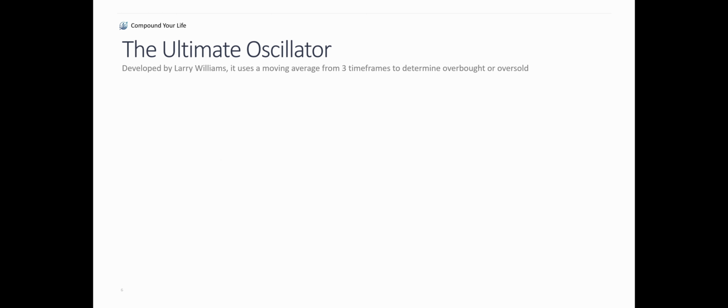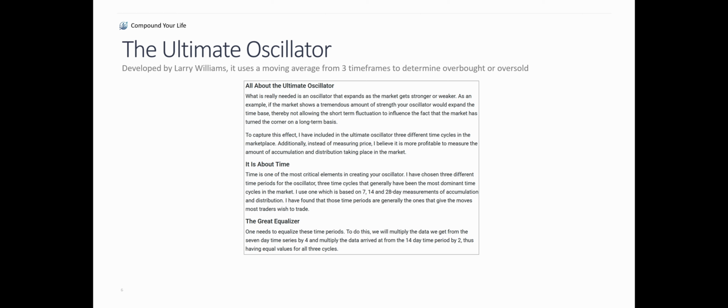So what is the Ultimate Oscillator exactly? Well, it was developed by Larry Williams, who is one of the most famous traders of all time. He won the World Cup Futures Trading Championship with a return of over 1,000 percent, which has not been matched since the inception of that tournament. And so what he wanted to do was develop an oscillator that looks at 3 different time frames.